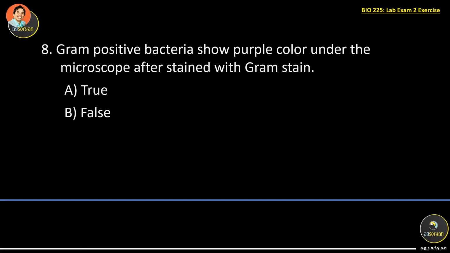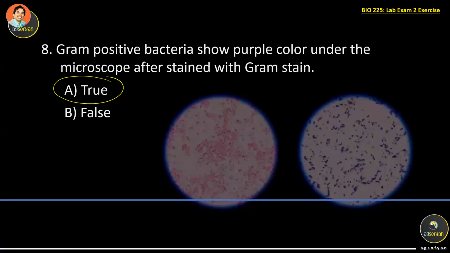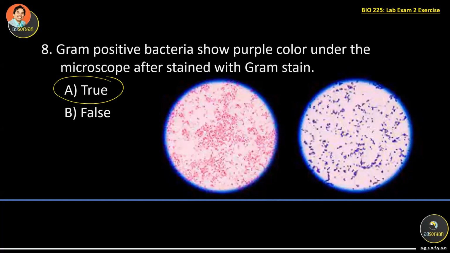Gram-positive bacteria show purple color under the microscope after stain with the gram stain. True or false? Yes, it is true. Okay, so after gram staining, use the microscope. If you see blue or purple color bacteria, that bacteria is gram positive. If it is red or pink color, it is gram negative bacteria. Okay, so this is one. So this one is gram positive bacteria. So this is gram positive bacteria. And this is the gram negative bacteria, the color that you see under the microscope.